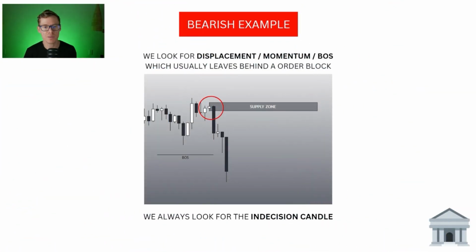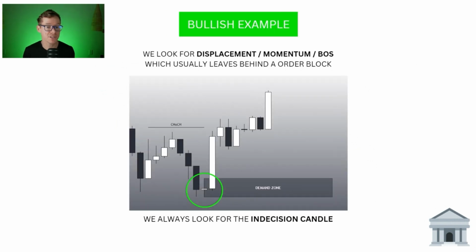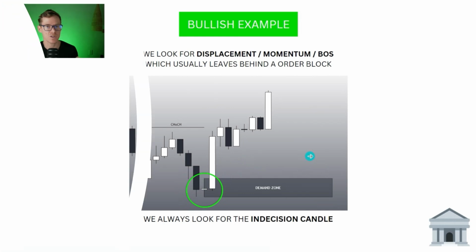Here's a bearish example. You can see big displacement, break in structure, and then we mark out that zone. Here is a bullish example. You can see over here, we get a bullish break in structure, change of character occurring, and then we mark out that indecision candle, and that becomes our demand zone.